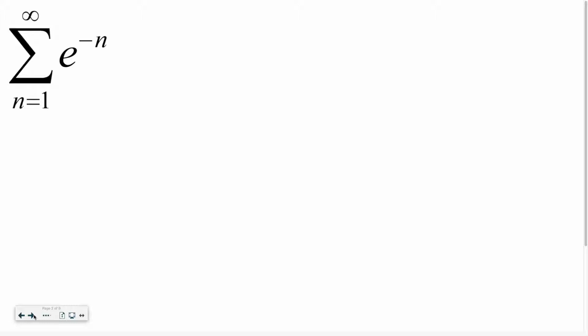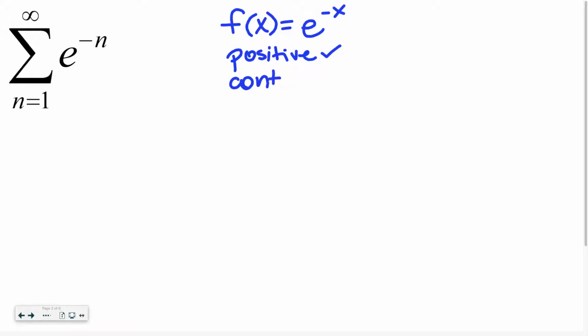If we are going to use the integral test, then we need to think about the function e to the negative x. And we need to determine, is this a positive function? We can think about the graph. Yes or no? Can you take e to a power and get a negative number? No. Okay. Is this a continuous function? Yes. Okay, and then is it decreasing?